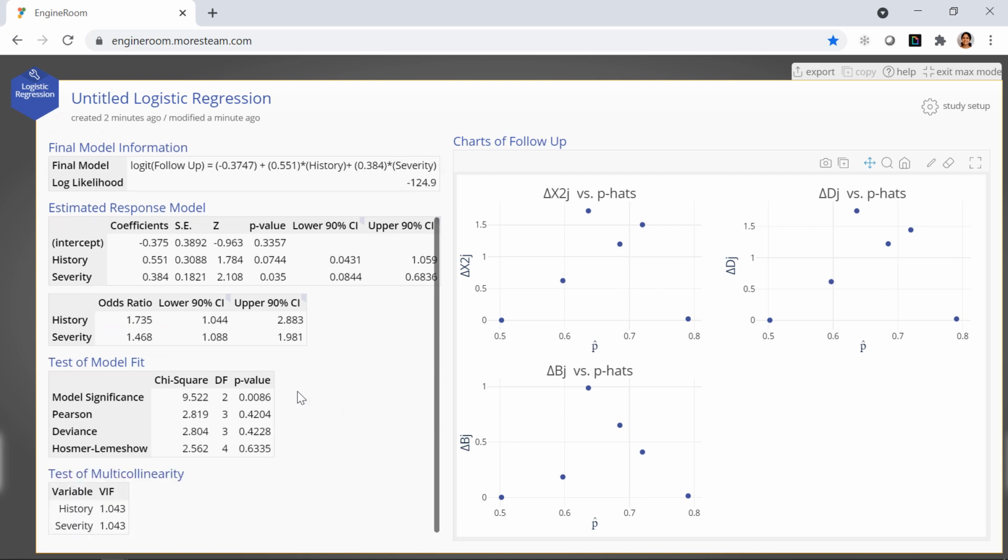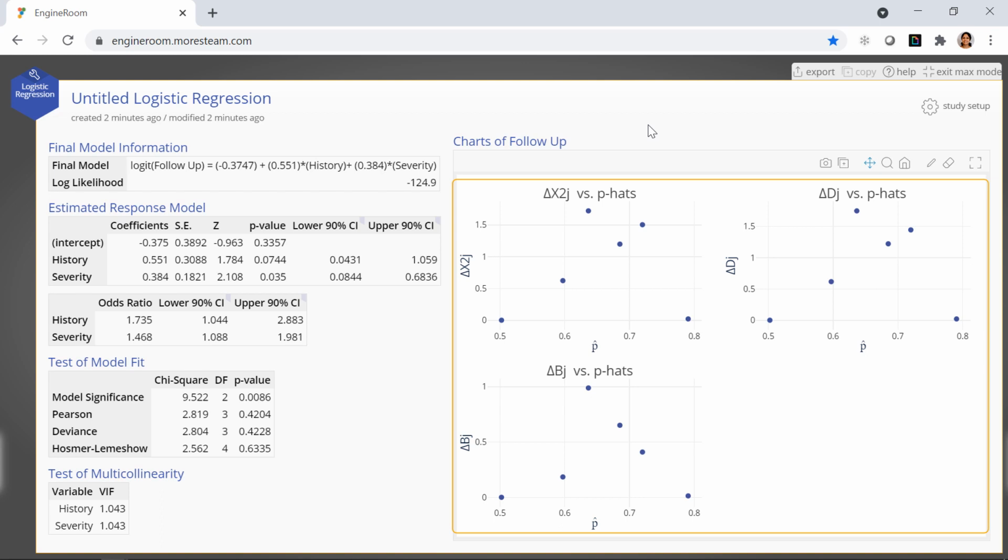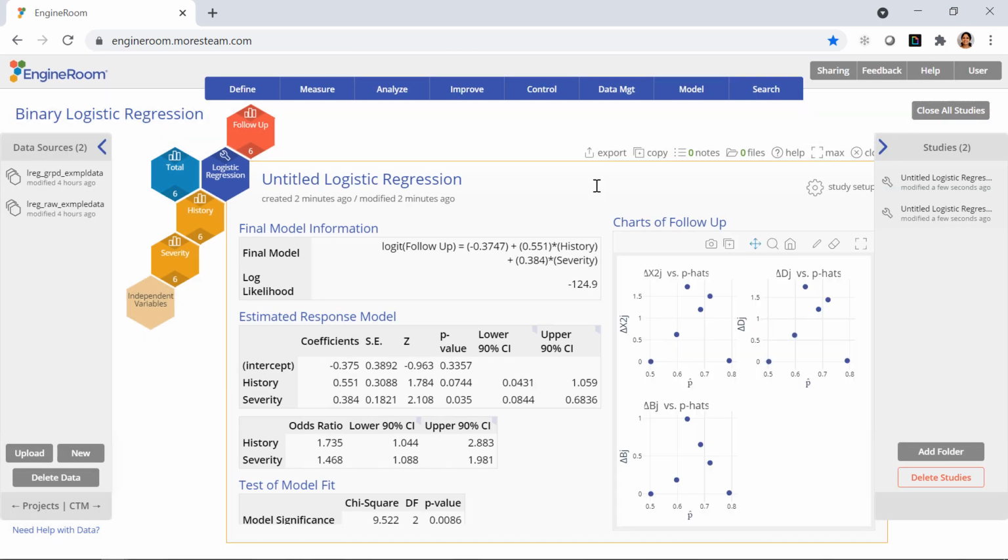Moving on, the whole model test is significant, and the goodness of fit tests indicate a good fit. The residual plots are difficult to interpret with only 6 predictions, so we won't interpret them, but the output generally supports the model. So this was a demonstration of logistic regression for a binary response using both raw and grouped data. We hope you enjoy analyzing the data using EngineRoom on your own.